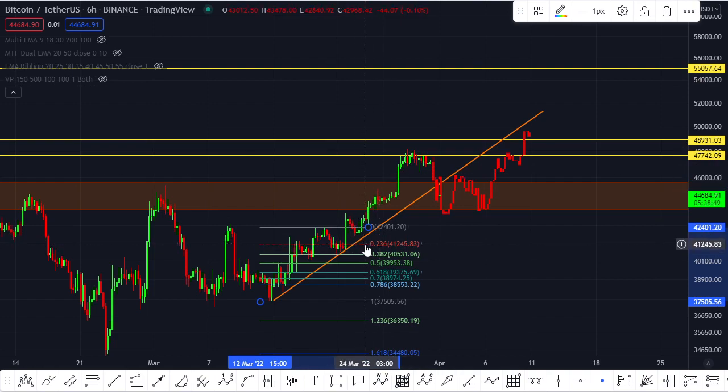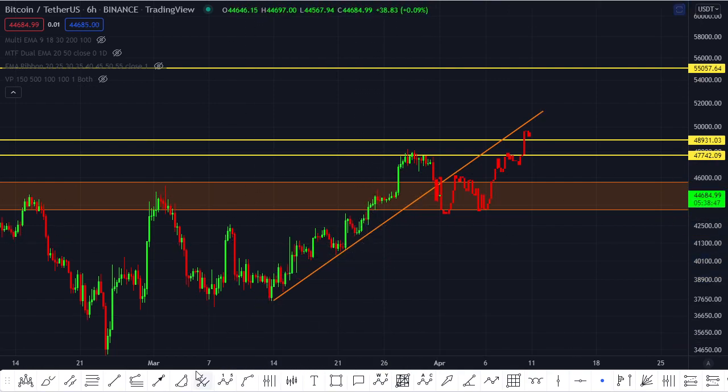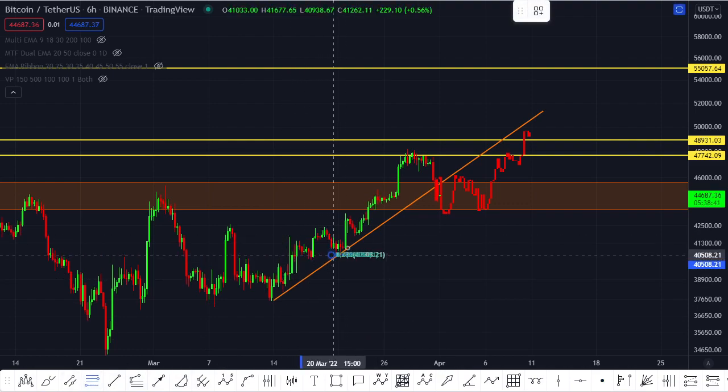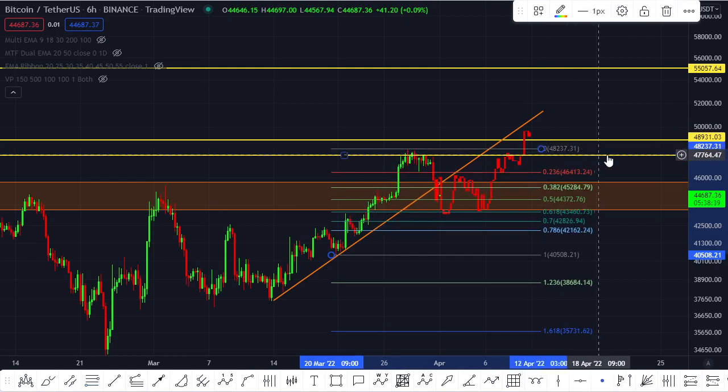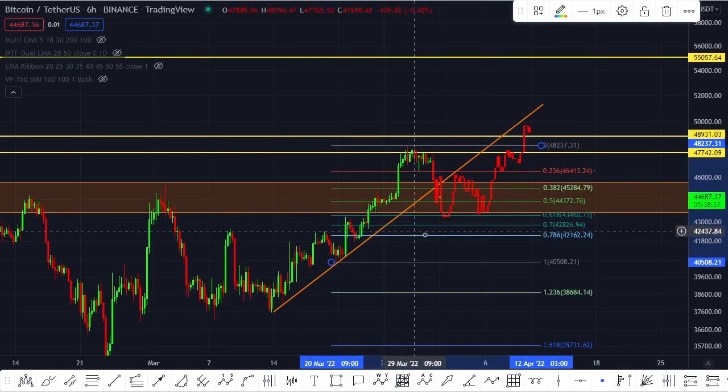So it didn't even consolidate. Whereas wave 4 obviously needs to be doing the opposite of wave 2. I'm assuming this is where we started, right? Let me take this up. So wave 4 needs to be doing the opposite.